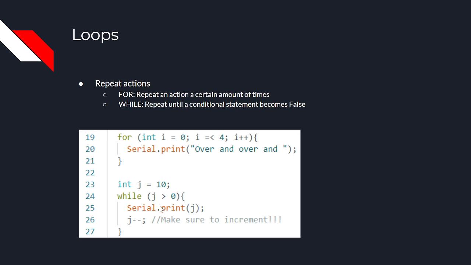You can also use a while loop, which will repeat until the conditional statement becomes false. So here, this will keep repeating until the expression j is greater than 0 is false. As soon as j gets low enough and becomes 0, then it wouldn't run. But when j is 1, it would run.